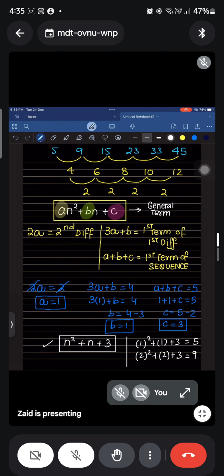Take a sequence: 7, 11, 17, 25, 35. Those who are done, you can just have the sequence 7, 11, 17, 25, and 35, and try to solve it.